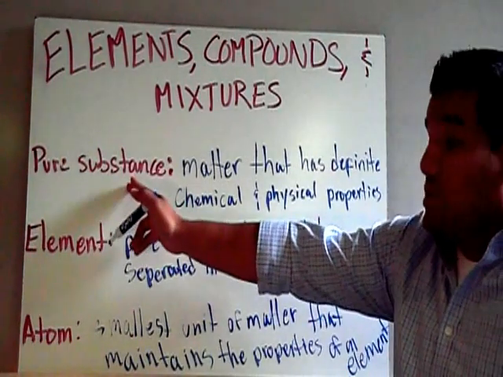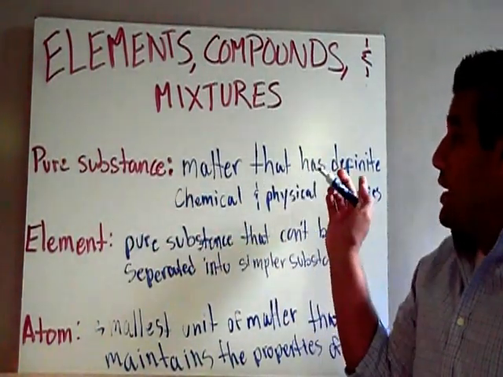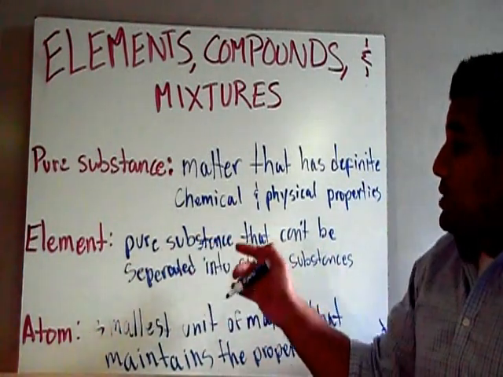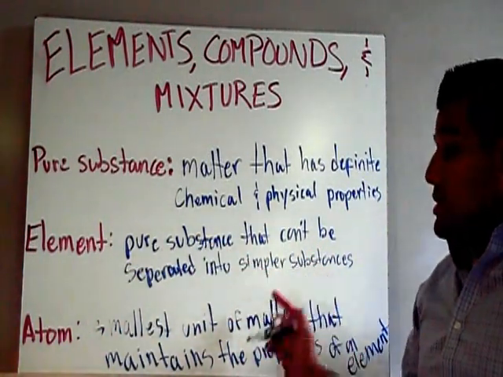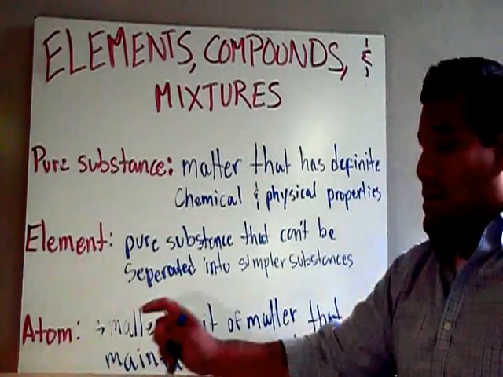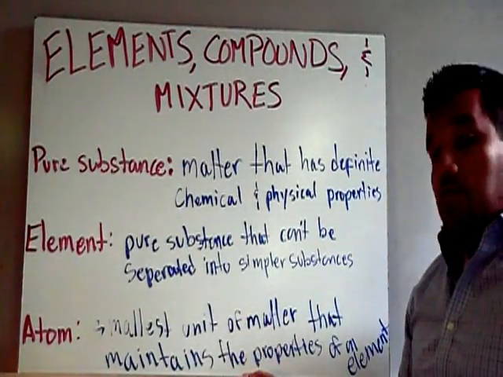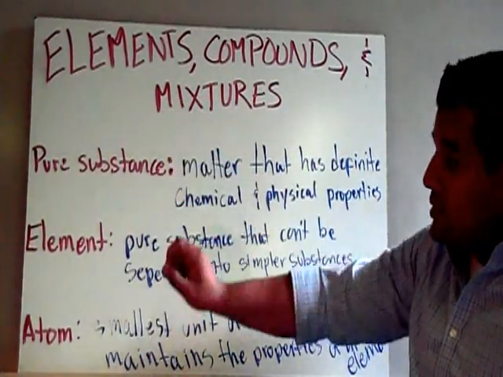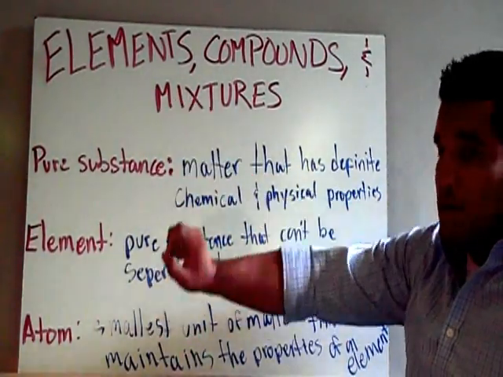So again, a pure substance is matter that has definite chemical and physical properties. An element is a pure substance that can't be separated into simpler substances, and an atom is the smallest unit of matter that maintains the properties of an element. So we went from broad to very focused, big to tiny.